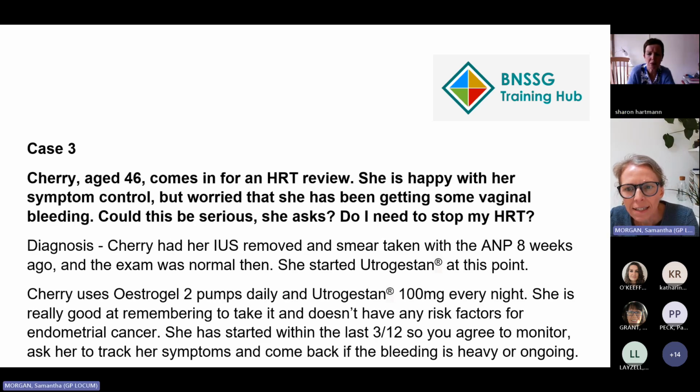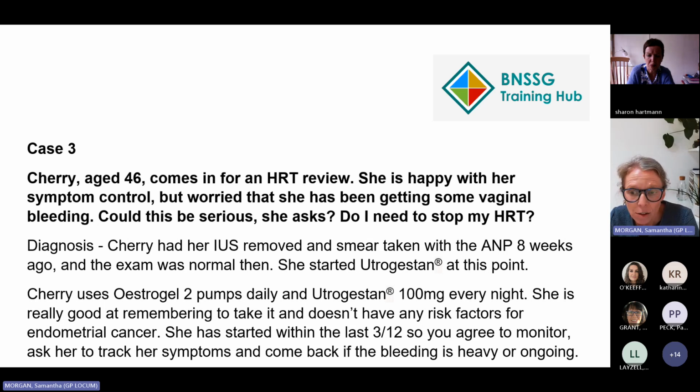So in Cherry's case, when you look into things a little bit more with her, she saw a nurse practitioner about 8 weeks ago. She had her previous Mirena removed then, had a smear and some swabs taken and a normal exam. Her partner's had a vasectomy, so you're not worried about any pregnancy risk. And it was at that point that she started on micronized progesterone with Utrogestan.